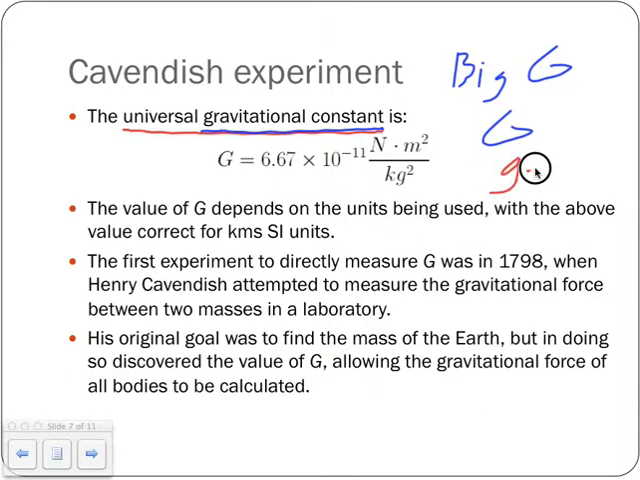On Earth, little g is equal to negative 9.8 meters per second squared. And big G, though, is this guy right here. So sometimes you'll hear us refer to this as big G as opposed to little g, just a local gravitational acceleration. So just as a quick aside here.